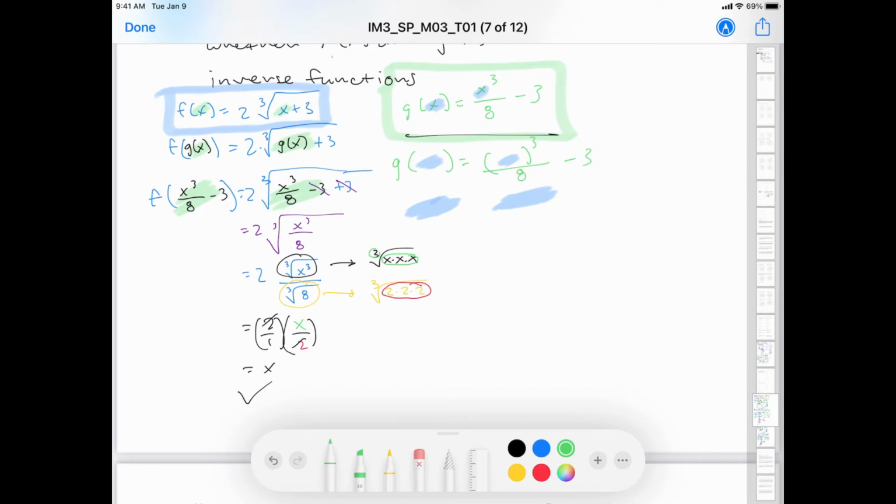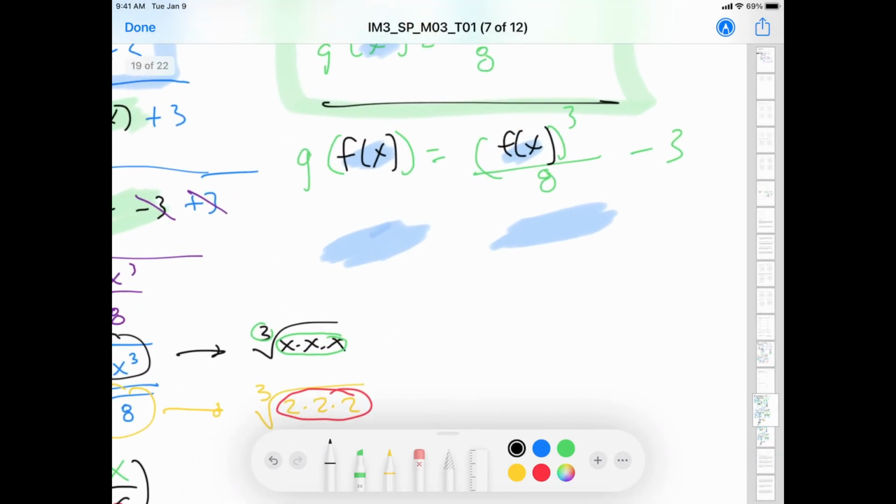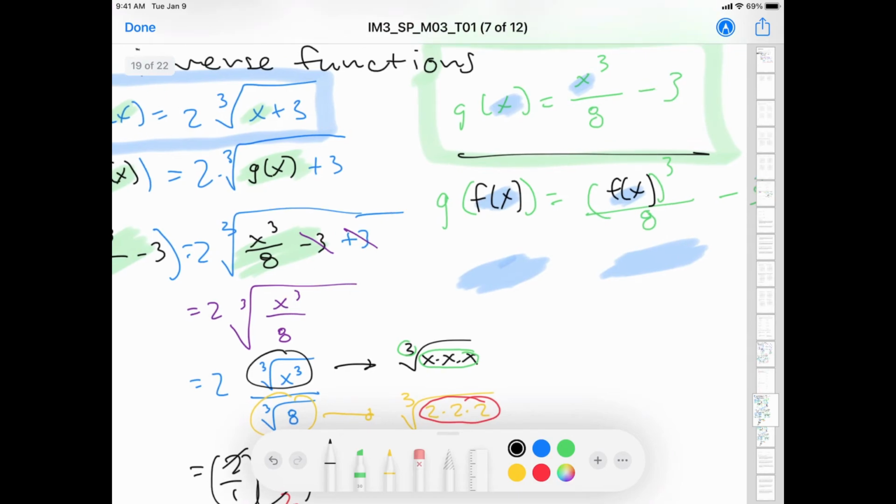And now we are inputting f of x in here. But instead of putting f of x, we are putting in now 2 times the cube root of x plus 3. 2 times the cube root of x plus 3, what we highlighted in the left blue box on the top left there. And in green, they are the same. Don't be intimidated.